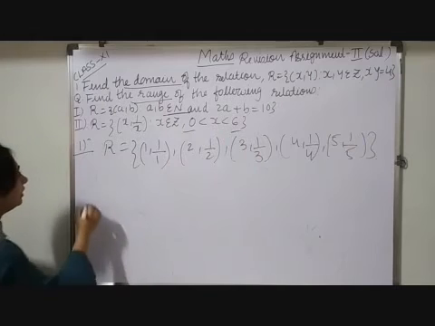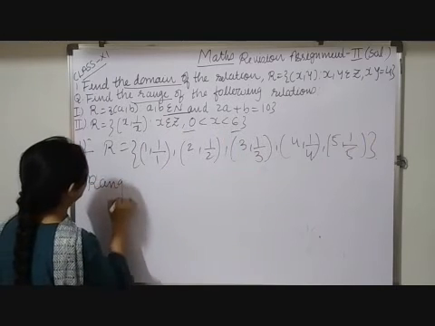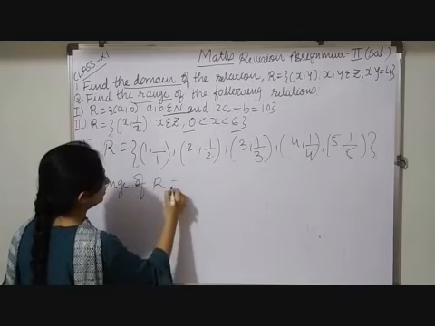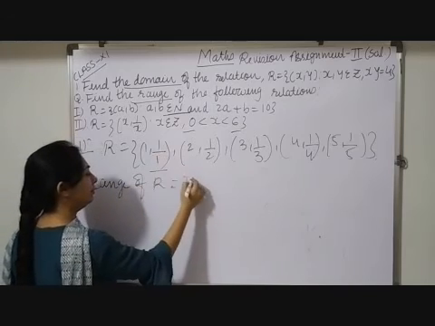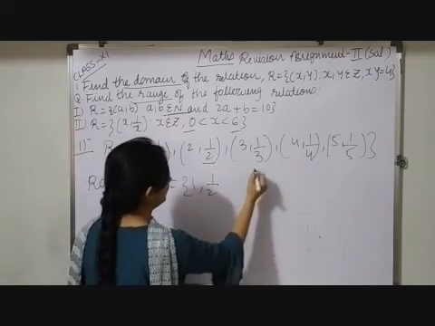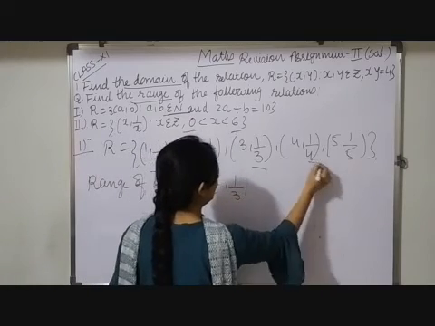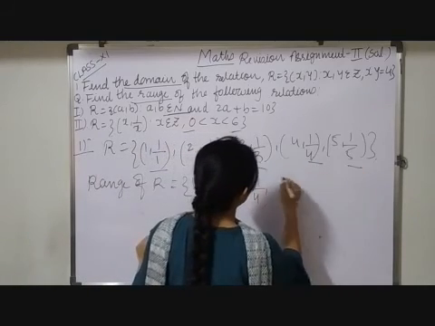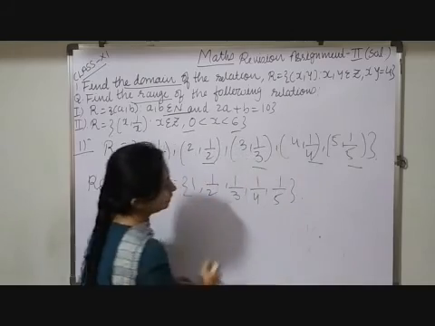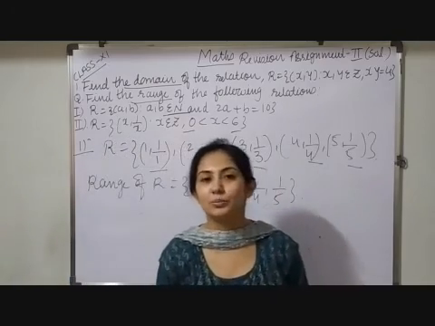Now we have to find the range. So range of R equals the second elements: 1 upon 1 will be 1, 1 upon 2, then 1 upon 3, 1 upon 4, and the last is 1 upon 5. So children, hope now you understand how to find the domain and range.